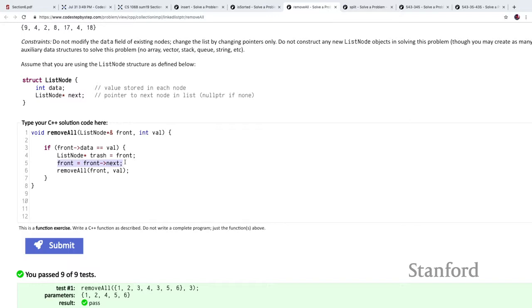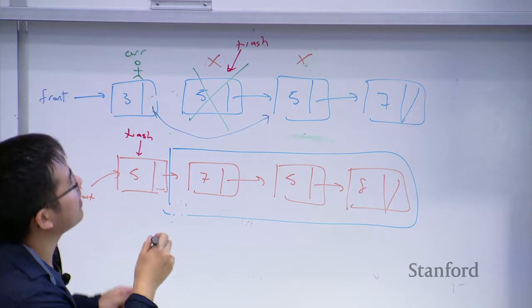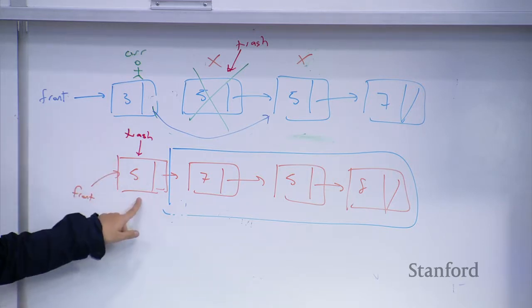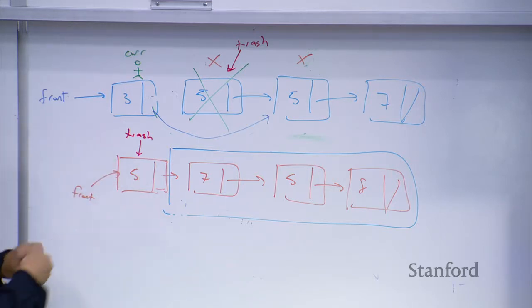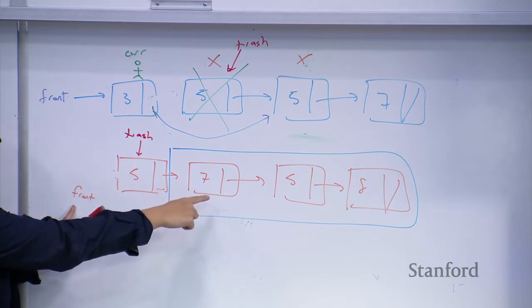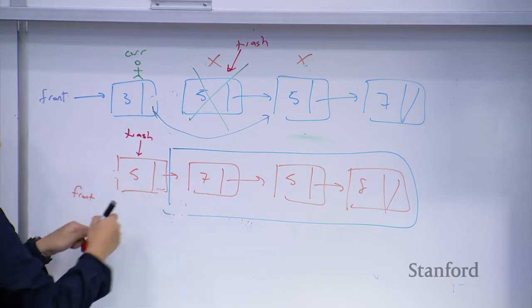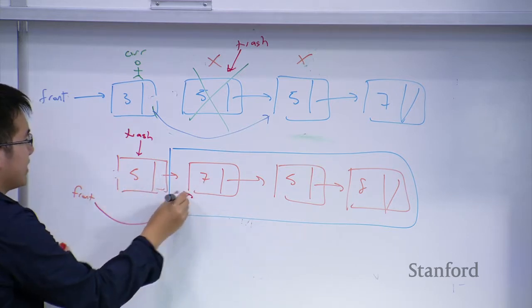Okay, front was before pointing to this. We're saying, okay, the first line that we do is to call this trash. So we're going to call this one trash. I don't have a delete yet. I need to write a delete. But we call this one trash. Then we set front to equal front next. So front was before this, so front next would be this one. We want to set front to be equal to front next, which is like this.